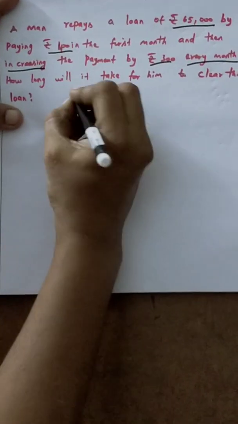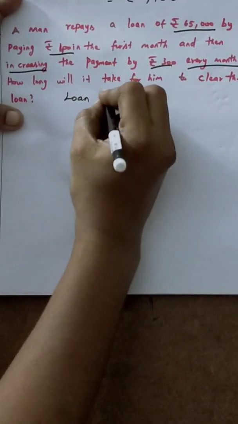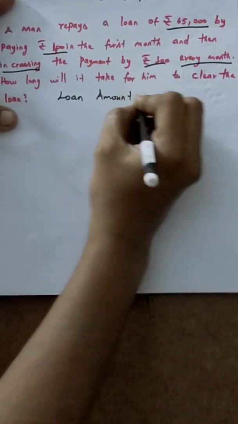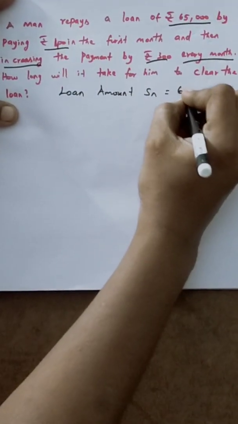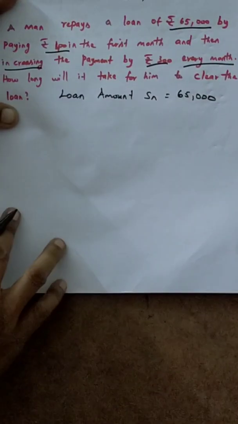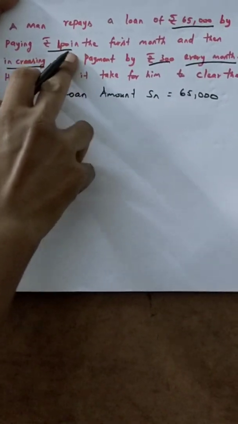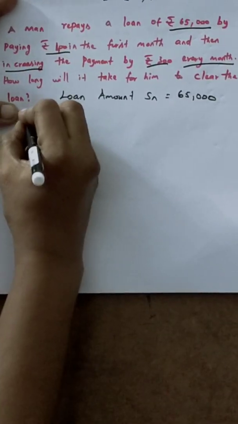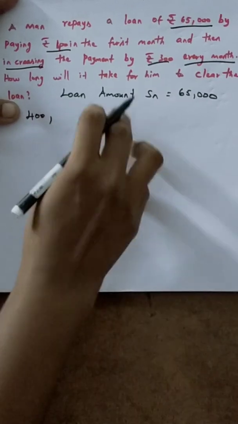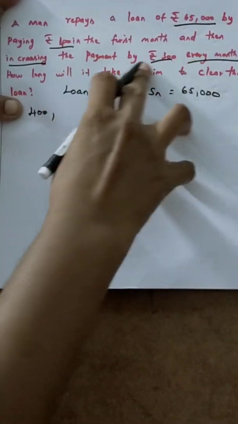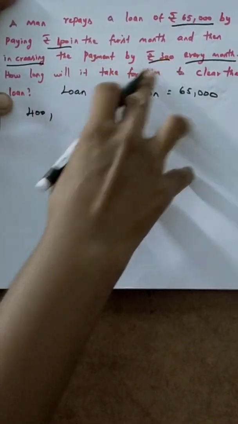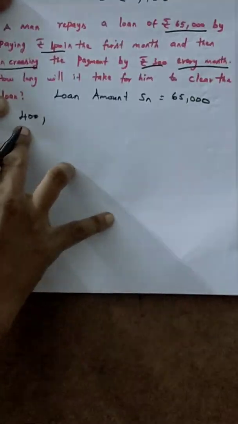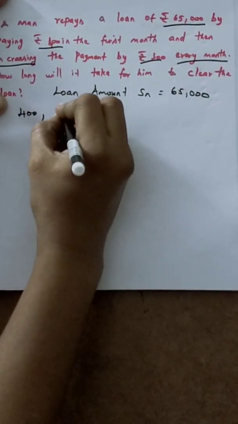So write the loan amount. First of all, mention the loan amount. That is Sn equal to rupees 65,000 given. So what is the first month payment given? 400. Write down the sequence. 400, comma. Next month, in every month it is increasing by 300. So add for the next month. 400 plus 300 is 700.